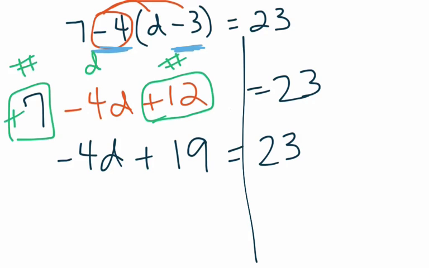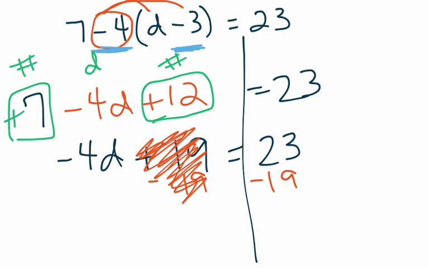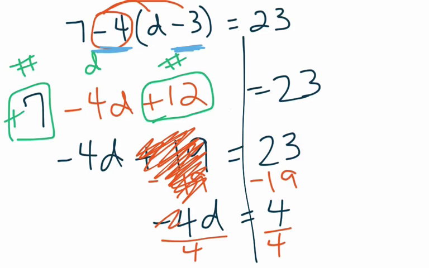So now it's just a two-step equation, and I'm going to subtract 19 from both sides. These 19s go away, and I get negative 4d equals 4. I divide by 4 on both sides. Oops, negative 4 on both sides. And I get that d equals negative 1. So I needed to divide by negative 4 because d was being multiplied by a negative 4.